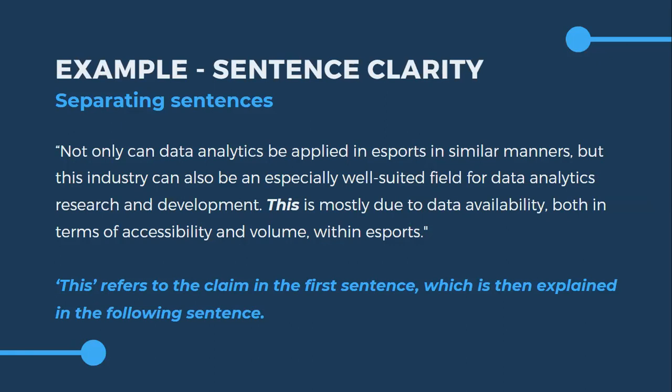So in the first sentence, I was making the claim that data analytics can be particularly well suited for esports. And then I connected it to the second sentence where I explain why it is the case. And between these two sentences, I use the pronoun "this" to refer to the entire claim that I made in the first sentence, and then I connect it to the following sentence. So that's how I managed to separate a long sentence into two and then connect them together.